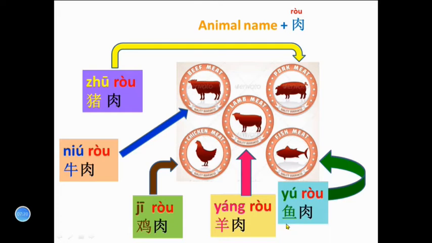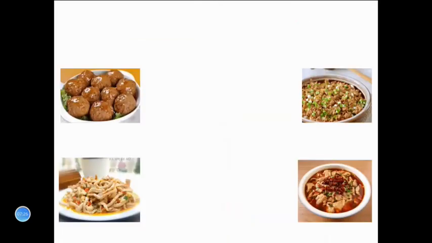Now, because pork is the main kind of meat consumed in Chinese cuisine, Chinese people have also come up with all kinds of ways to process it, turning it into different shapes. In these cases, we simply put the character for different shapes after 肉.